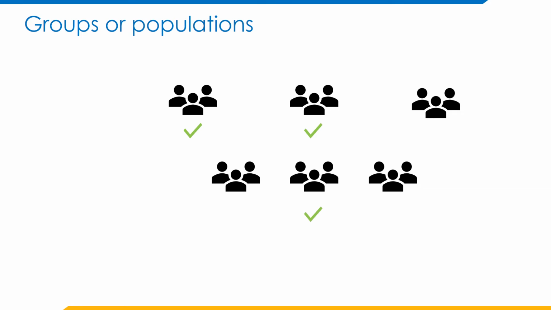Another way in which we could narrow down on the identities to be refreshed is groups or populations. We could mention specific groups or populations that are to be refreshed, and only identities that are part of such groups or populations are considered for the refresh.